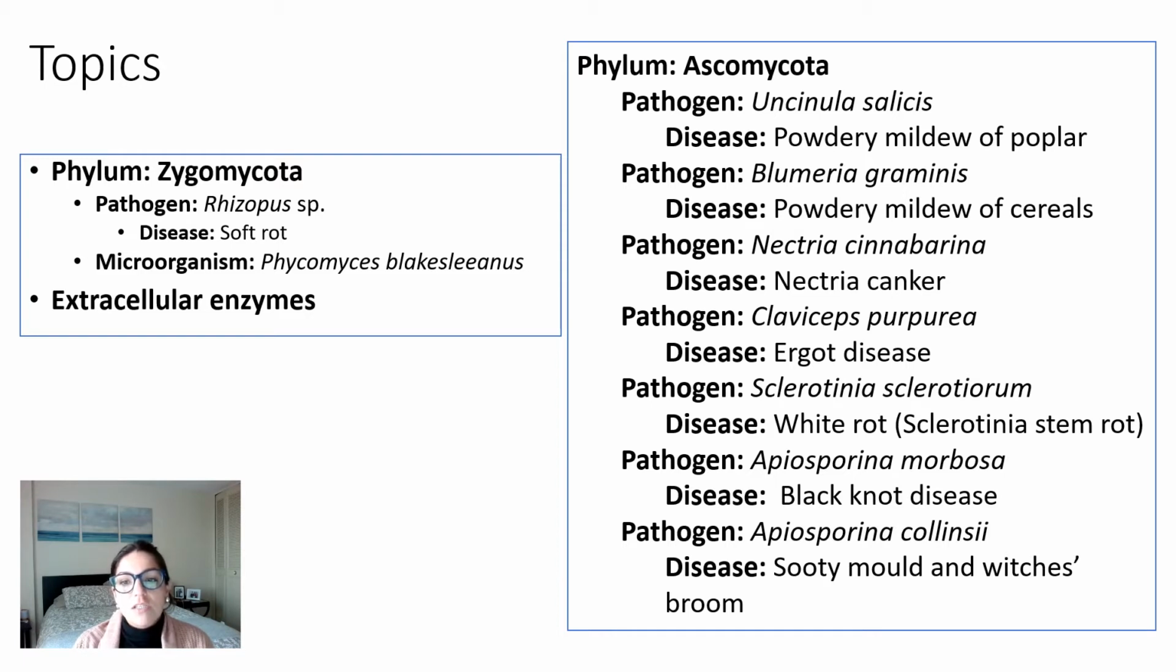mildews such as Uncinula salicis and Sphaerotheca graminis, and we will study as well nectria canker caused by Nectria galligena, ergot disease caused by Claviceps purpurea, white rot caused by Sclerotinia sclerotiorum, black knot disease caused by Apiosporina morbosa, and we'll study as well sooty mold and witches' broom caused by Epichloe collinsii.